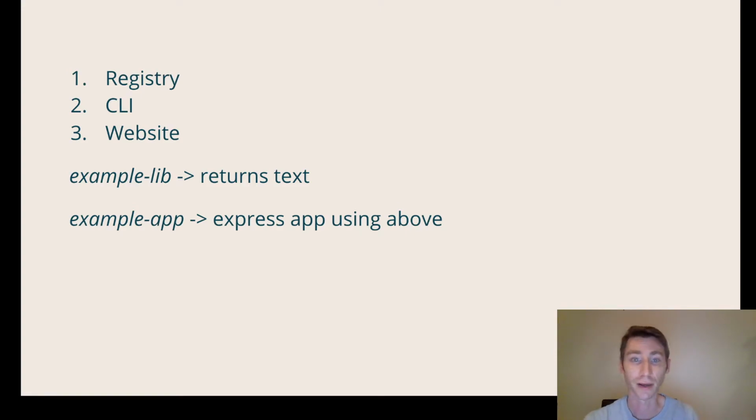So we're going to be using an example lib, which is a small package which returns some text, and an example app, which is a small Express server using the previous package. And we can use those to test it works. We're going to wrap all of the above into a single monorepo with multiple packages.